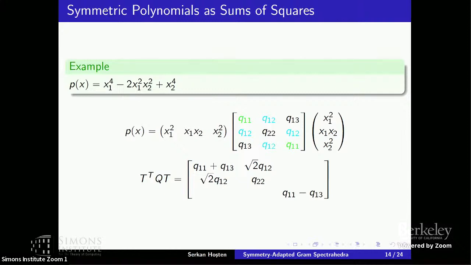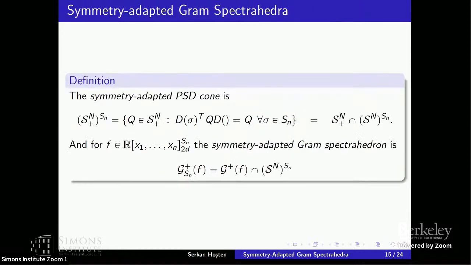By the way, this is nothing new. People have thought about these things much before. But now, what we can say is the following. Let's say I'm interested in the symmetric polynomials that happen to be SOS. What I can do now is look at the fixed point subspace, those symmetric matrices that are fixed under this action and which happen to be PSD. I'm going to call that the symmetry adapted PSD cone.